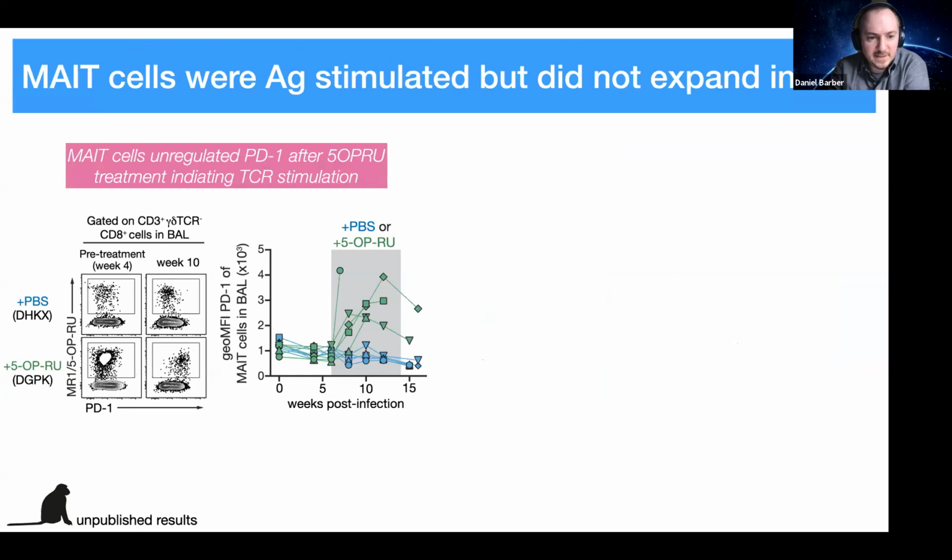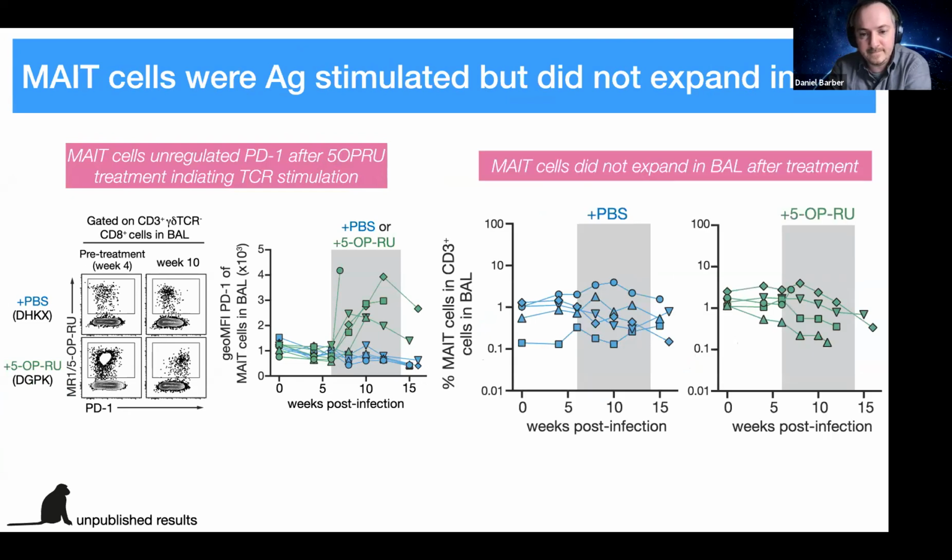So what did we do to the MAITs? First we asked, did the MAITs even get stimulated? We were very nervous about dosing and where we were going to hit the MAITs. So we looked at PD-1 as a marker of activation, and we very clearly saw a huge induction of PD-1 on all of the MAITs, not only in the bowel I'm showing here, but also in the blood. There was a systemic high-level induction of PD-1 selectively on MAIT cells after 5-OPRU. So we hit the MAITs for sure.